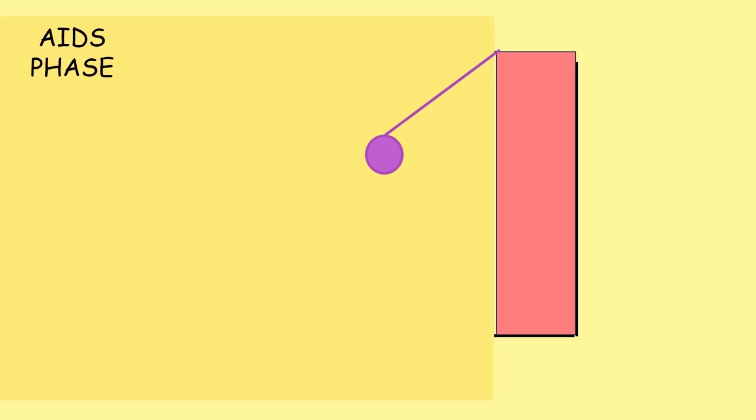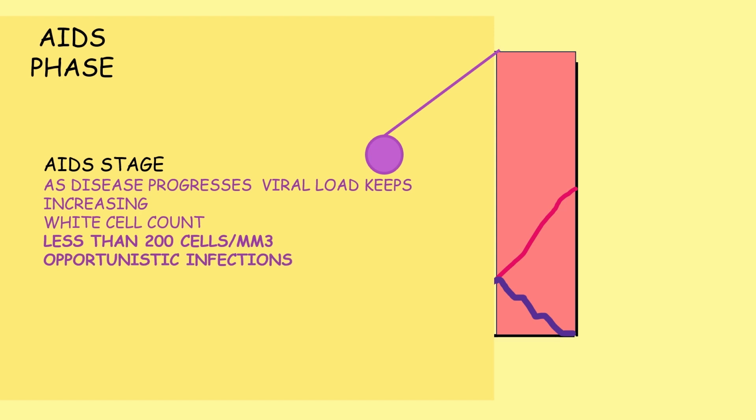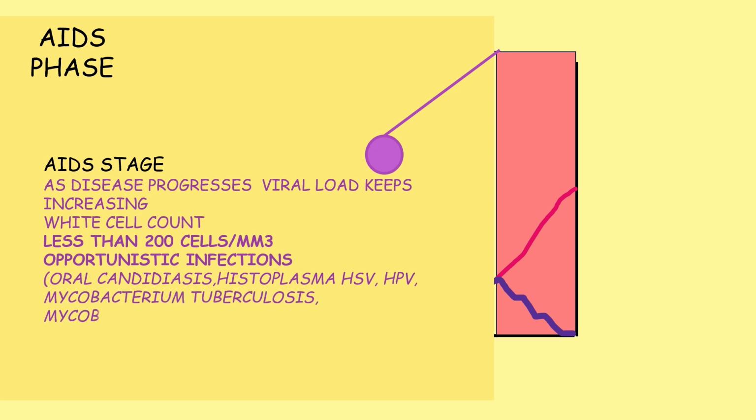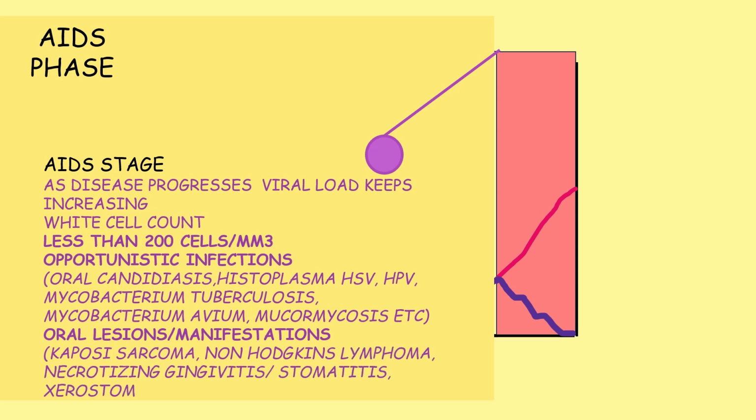For an HIV-infected individual, AIDS is the final stage of the disease. This stage commences when the viral count keeps increasing and the immune system is exhausted to such a point that the cell count is less than 200 cells per cubic millimeter. Opportunistic infections like candidiasis, histoplasma, herpes simplex virus, human papillomavirus, Mycobacterium tuberculosis, Mycobacterium avium, and mucormycosis take over the human body. Oral lesions like Kaposi sarcoma on the palate, non-Hodgkin's lymphoma, necrotizing gingivitis, necrotizing stomatitis, and xerostomia also exhibit.